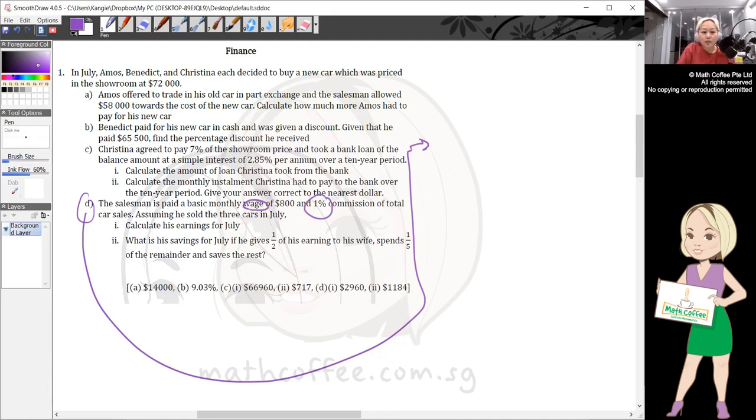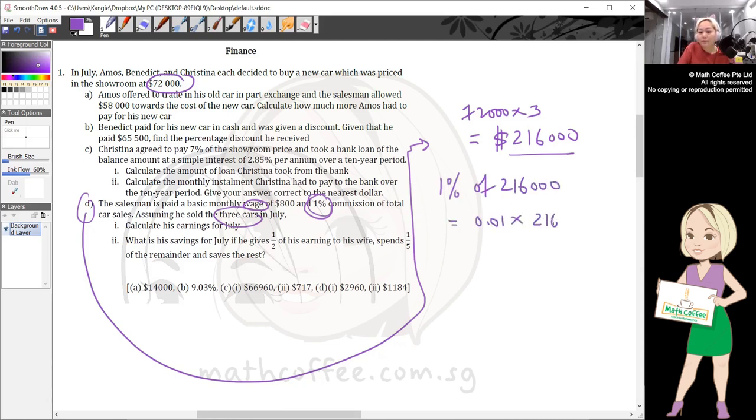Okay, now let's take a look here. 1% commission. So this guy sold 3 cars, and 1 car is 72,000. So the sales he made is 72,000 multiplied by 3, which gives me 216,000. Take note, this is not the amount that he brings home. This is only the sales of the car. He only gets 1% commission. So you take 1% of 216,000. 1% is 0.01, and it's 2160. So this is his commission for the month of July.